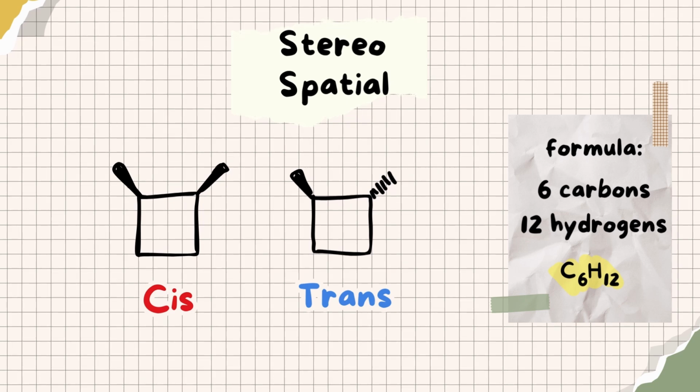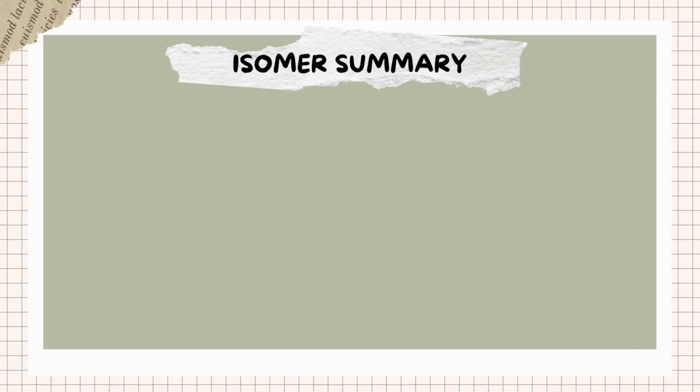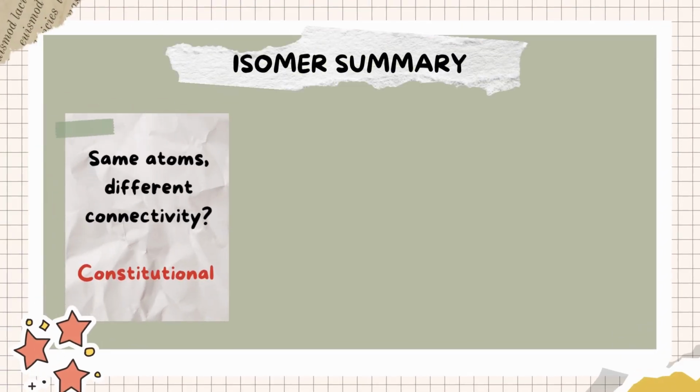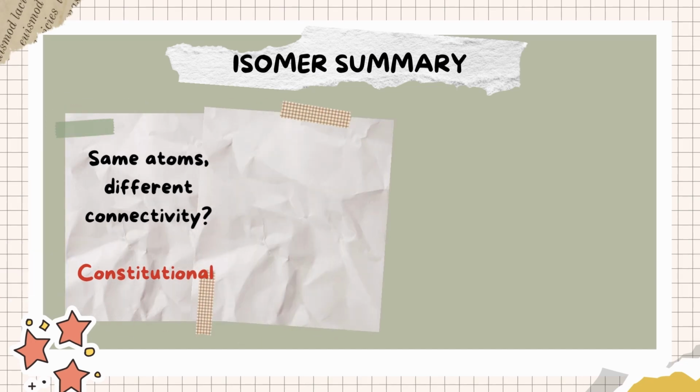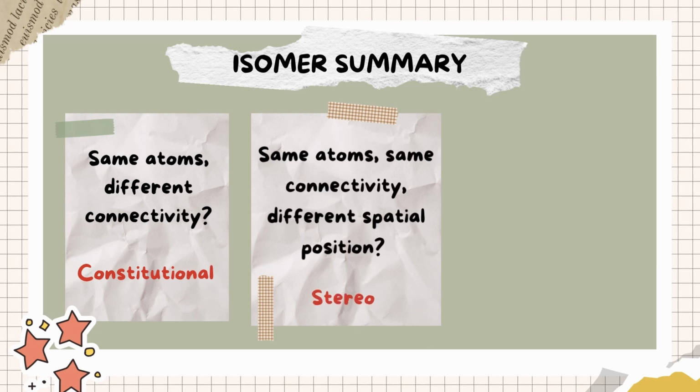So, before some practice, let's recap what we've learned. If a molecule has the same exact number and type of atoms, but they are connected differently, those are constitutional isomers. Remember, constitutional connectivity. Next, if a molecule has the same exact number and type of atoms and the same connectivity, but different spatial positions, those are stereoisomers. Keep an eye out for things just pointing in different directions.